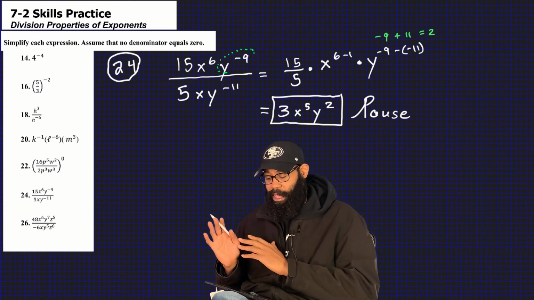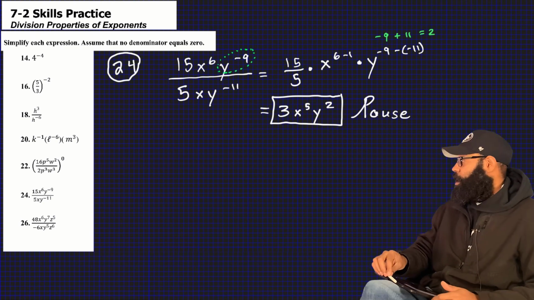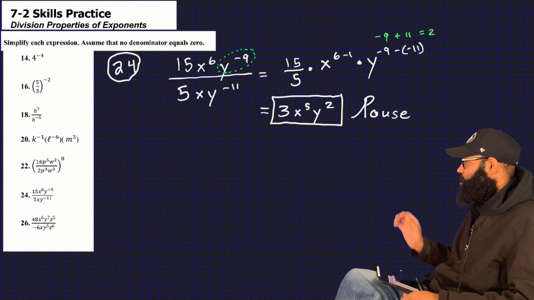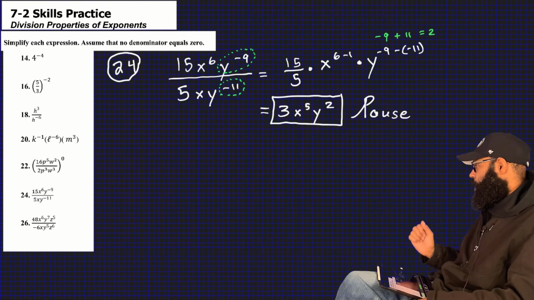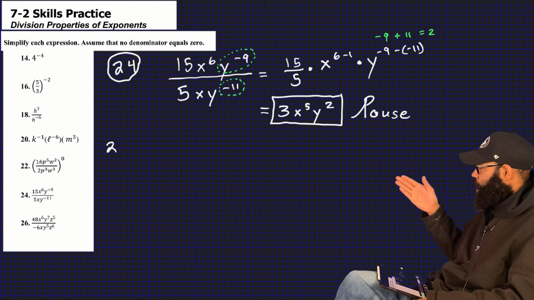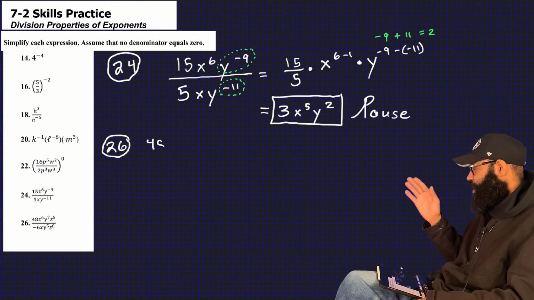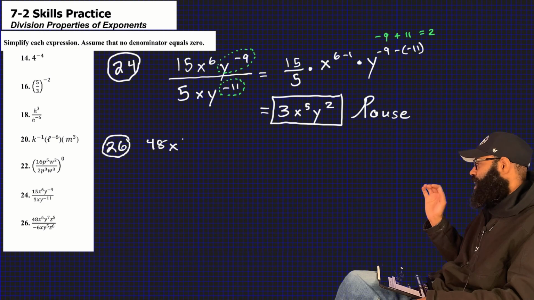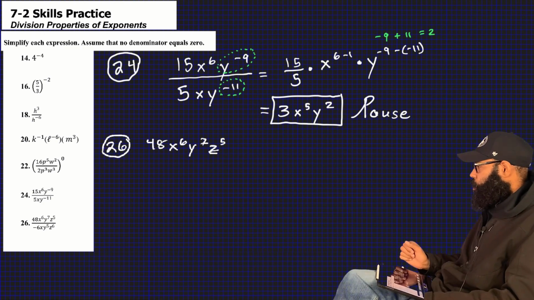I'm just pointing out again, guys, that y to the negative 9th is in my numerator. And then, of course, y to the negative 11th is in my denominator. So the rule says to subtract your exponents. So y to the negative 9th power minus negative 11. Practice, guys. So here we go.